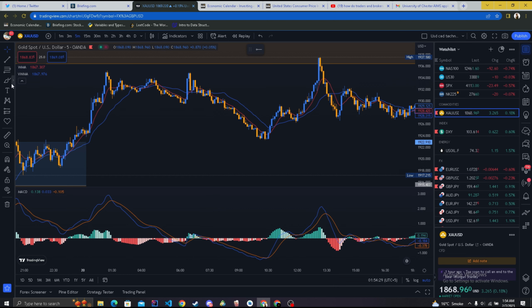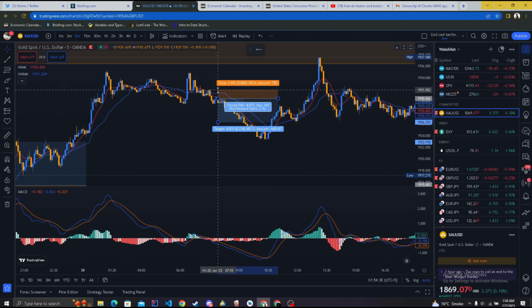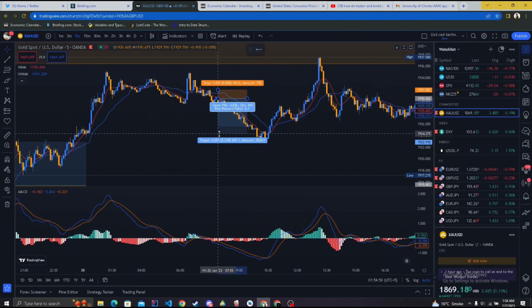And now you can place your short position and keep your stop loss just above the blue moving average, which is the volume weighted moving average, and keep your risk reward to 1:2 or 1:3.